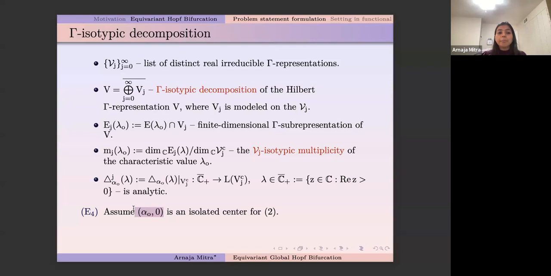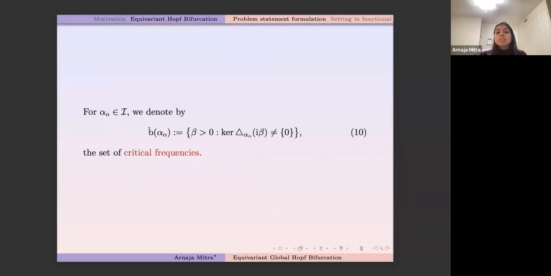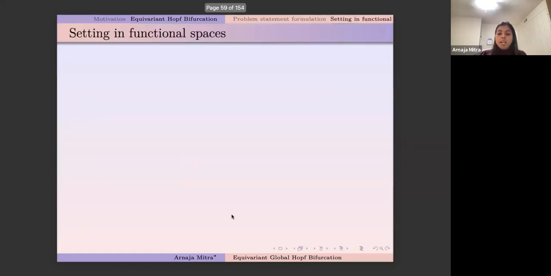That is the center. And then we denote by B of alpha naught the set of all beta such that the kernel of I beta is not equal to the singleton 0. That means it consists of all your purely imaginary eigenvalues, and such beta we denote by B of alpha naught. Now, for using the degree theory method, you need to put everything into a functional setup. So whatever setup we did so far, we will change to the functional space setting.